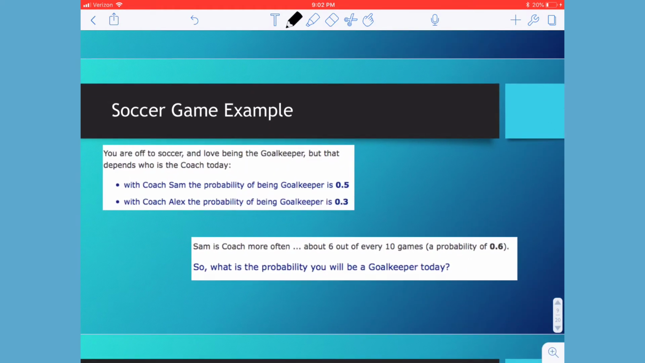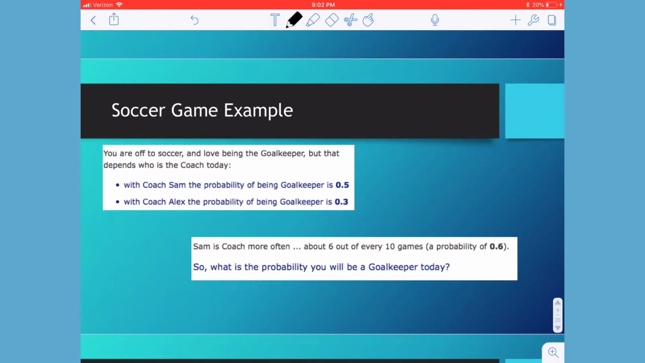So we're off to a soccer game, and we enjoy being the goalkeeper, but that is actually dependent on who the coach is today. So with Coach Sam, the probability of being goalkeeper is 0.5. With Coach Alex, the probability of being goalkeeper is 0.3. Sam is coached more often, about 6 out of every 10 games, which is a probability of 0.6. So what is the probability that you will be the goalkeeper today?